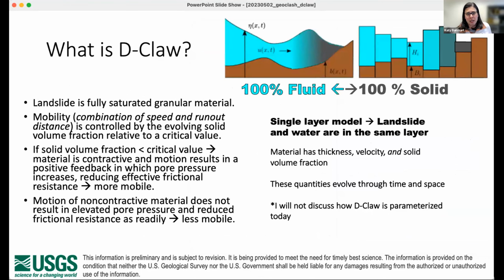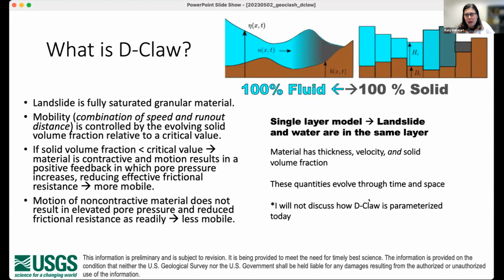So like I mentioned, DCLAW conceptualizes the landslide as fully saturated granular material. That material has thickness, velocity, and solid volume fraction. Those quantities evolve through time and space under the influence of gravity. I will not discuss how DCLAW is parameterized in detail, but I'll just say that the mobility of the material is controlled by the evolving solid volume fraction and evolving pore pressure.